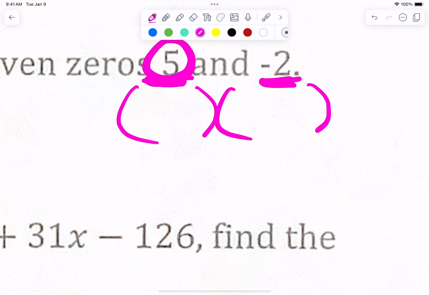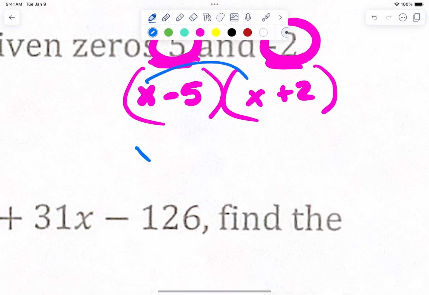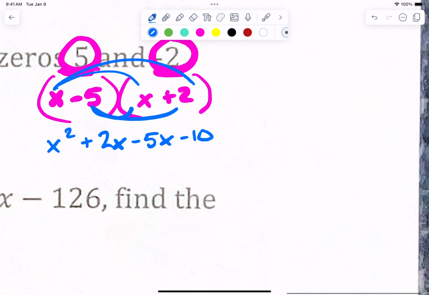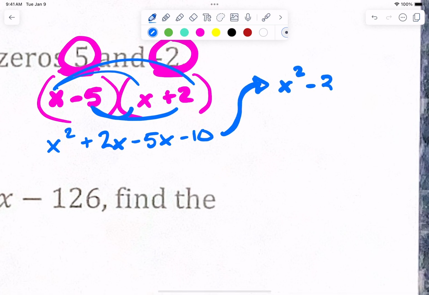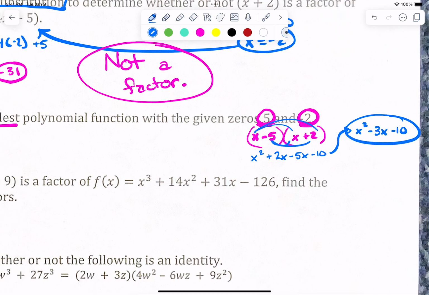So if 5 is a 0, what does he look like in the bubble? X minus 5. If negative 2 is a 0, x plus 2. And then what do I do? FOIL. X times x is x squared. X times 2 is 2x. Negative 5 times x is negative 5x. And negative 5 times 2 is negative 10. Okay? Can we combine like terms? Sure we can. X squared minus 3x minus 10. Done? You betcha. Perfect. Okay? Wonderful, wonderful. All right, next problem.